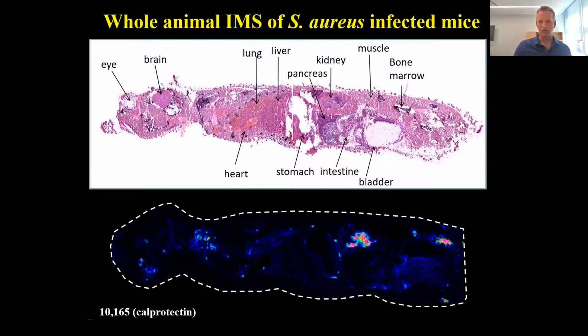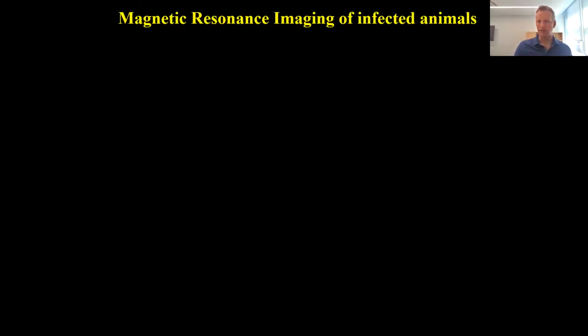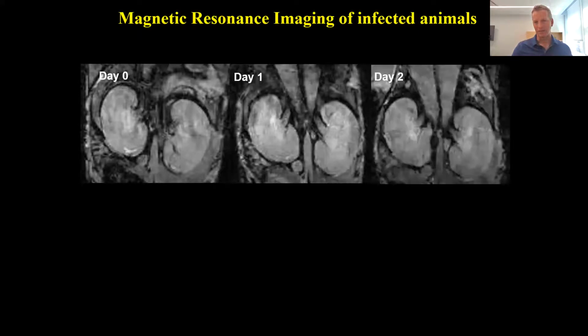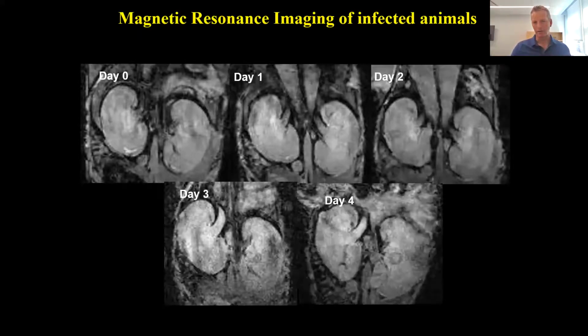Quickly, I'll introduce you to MRI, which is another technology that we use to image infected animals. This is just like the MRI that you or I would get. The only difference is the bore, or the hole where we put the animal, is of course much smaller since this is a mouse and not a person. And the benefit of MRI is it allows us to image a single organ over time without sacrificing the animal, and we can monitor tissue pathology and abscess formation. And we see by day 3, abscesses begin to form, and they're fully formed by day 4.